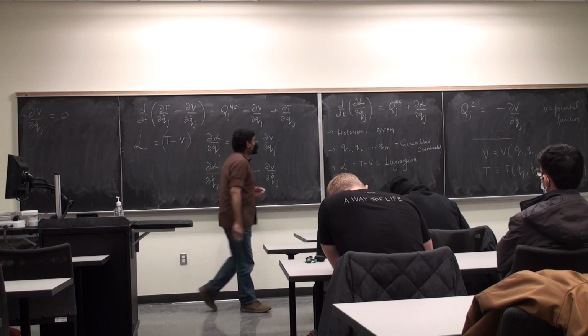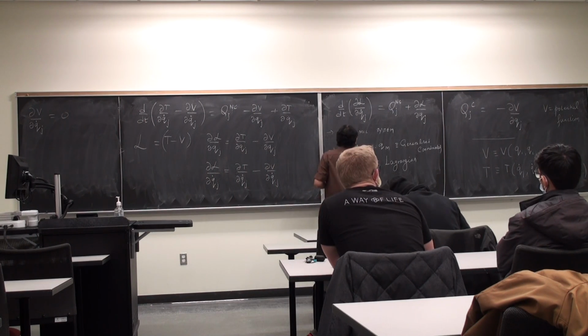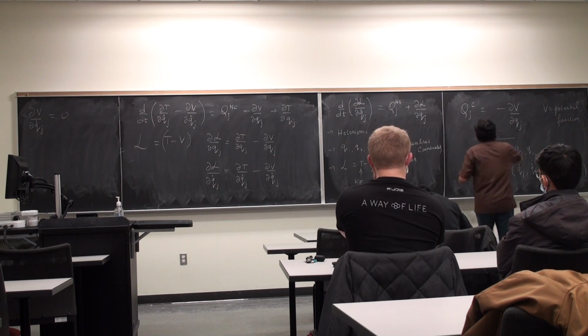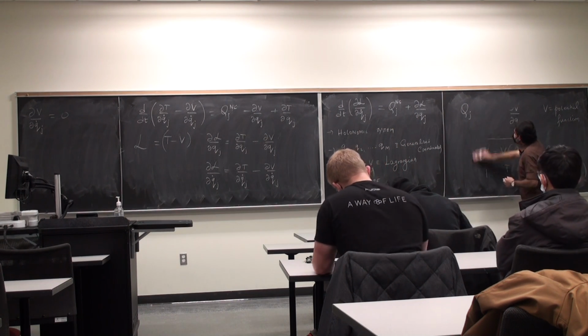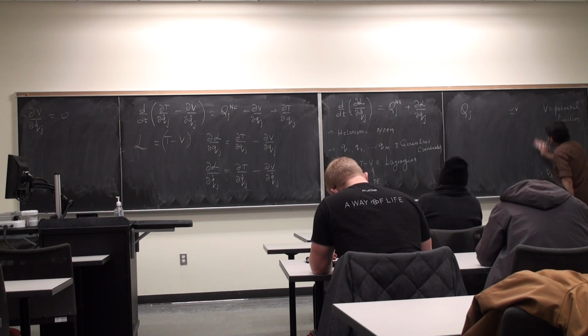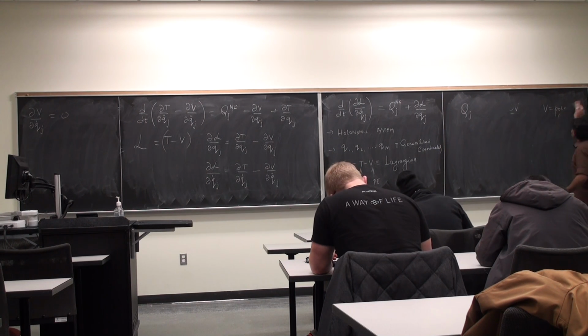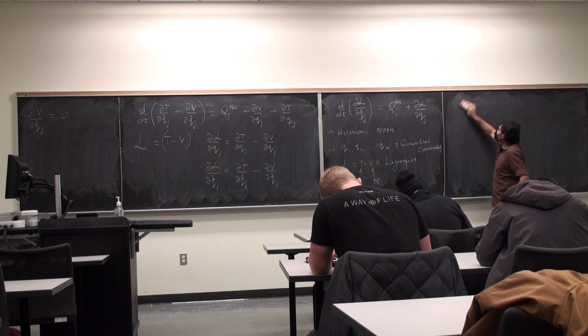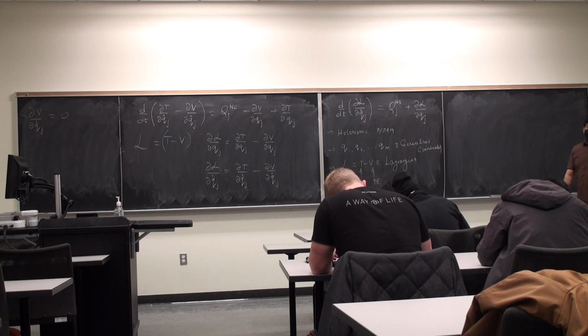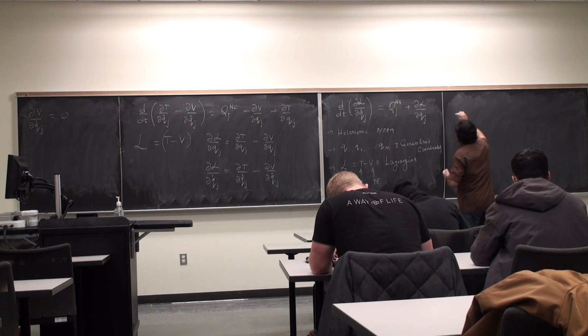Okay? So that's the Lagrangian, this is the kinetic energy, this is the potential energy, and this Qj non-conservative requires some analysis. And here is the deal. Non-conservative forces come in two types.